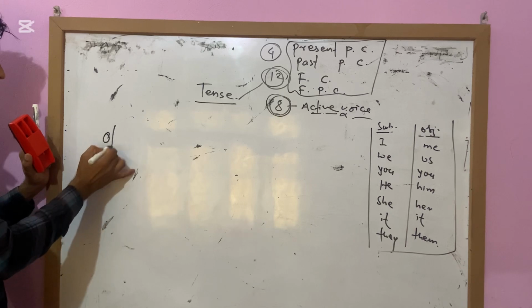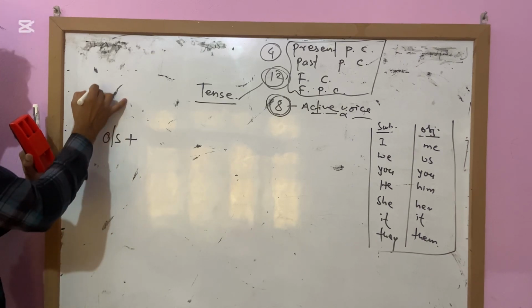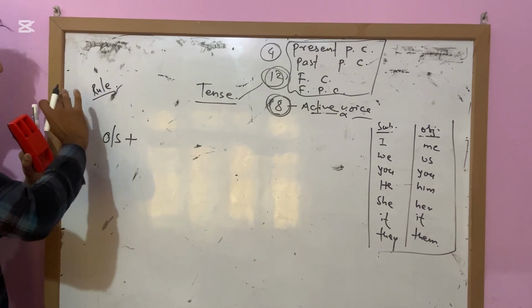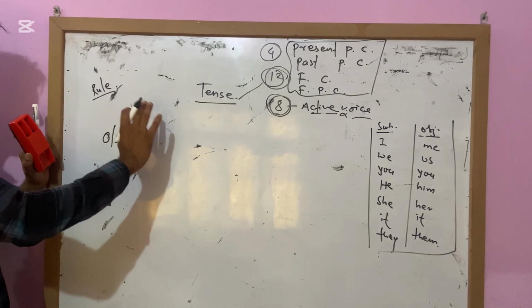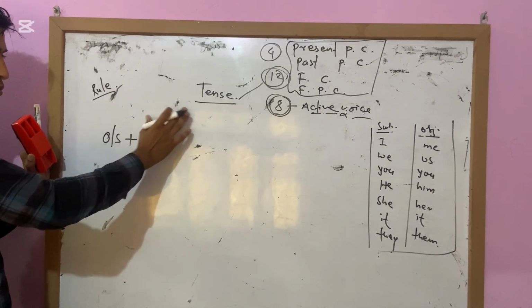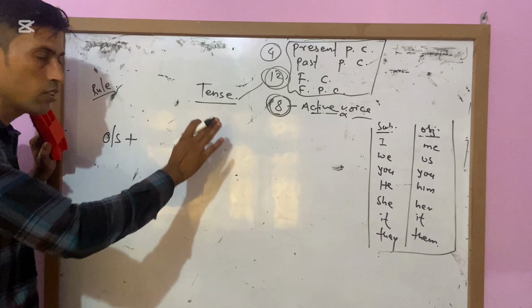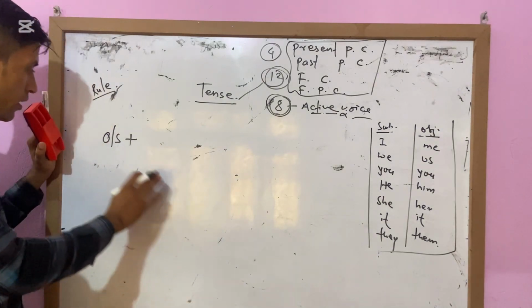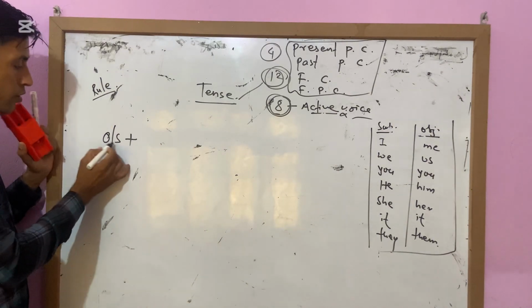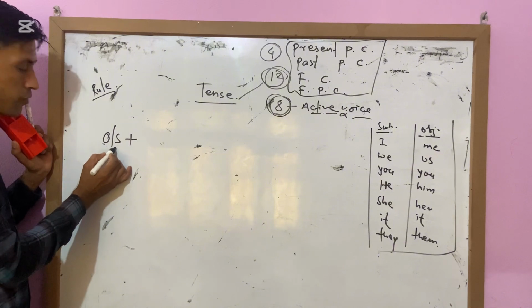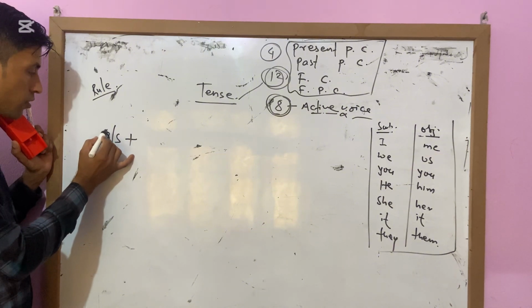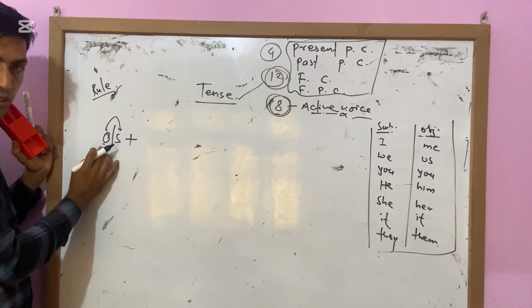First one is object by subject. This is the whole rule of the tense by which we can change active to passive voice. Number 1 means the object we change into the subject position, right?